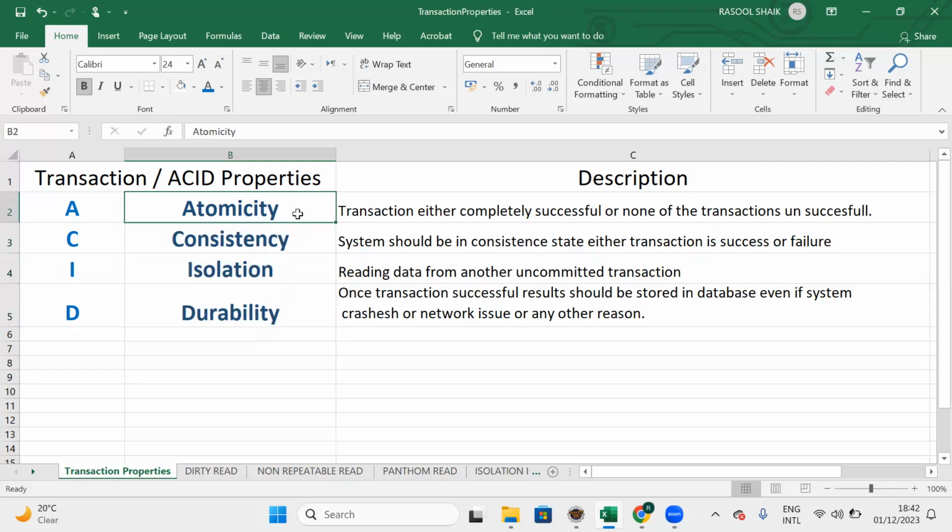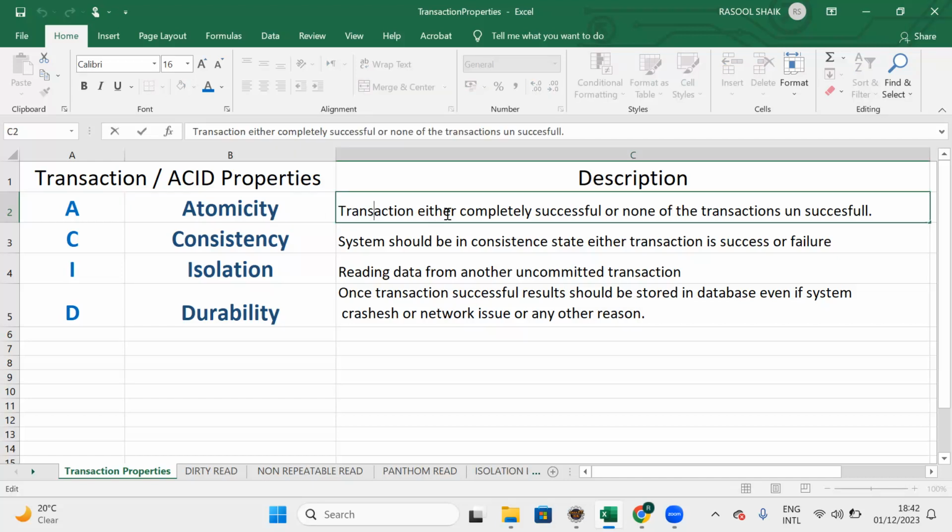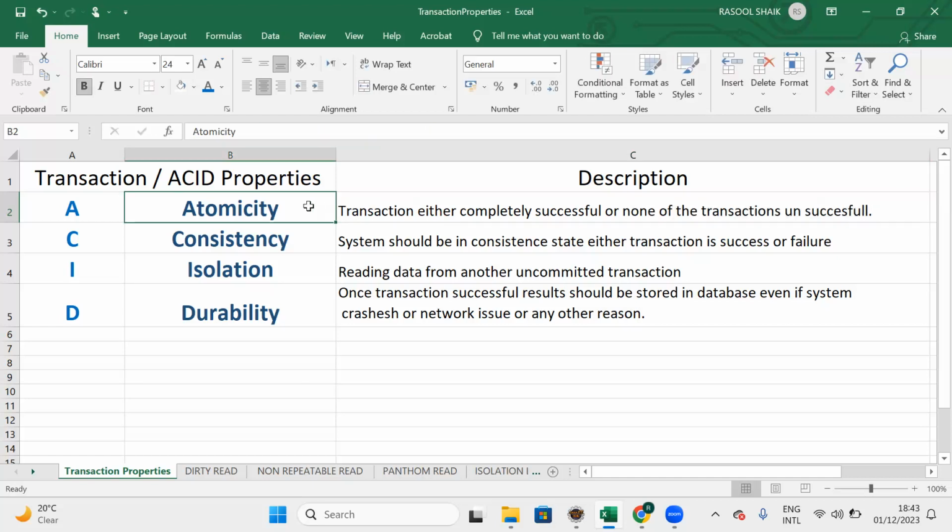So let me discuss atomicity. Atomicity is a common property for all transactions. Any transaction comes under the atomicity category. Atomicity is about whatever transaction or database operations we are performing: either the transaction is completely successful or none of it is applied. This concept is nothing but atomicity.